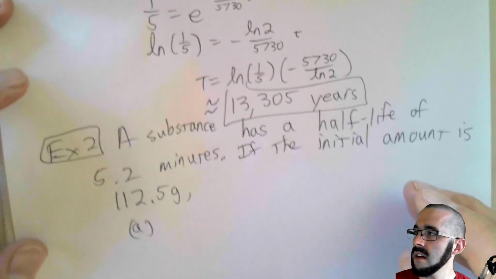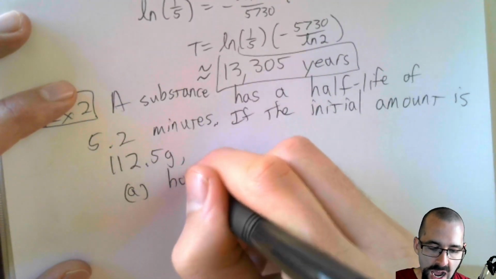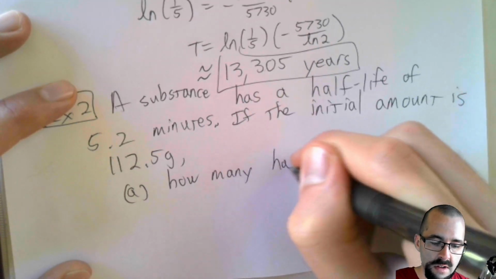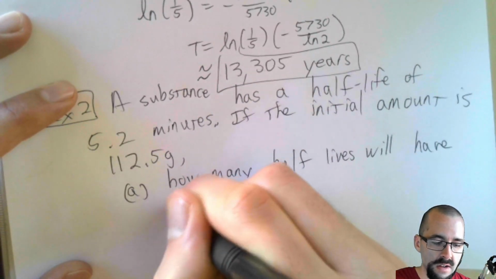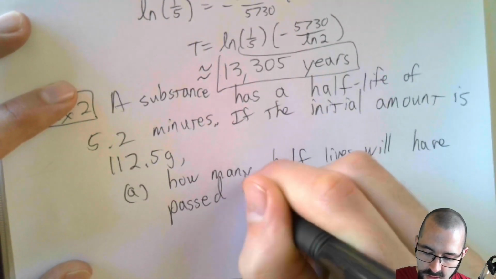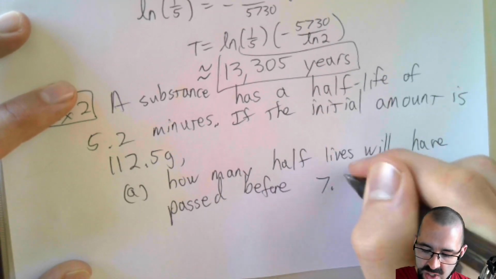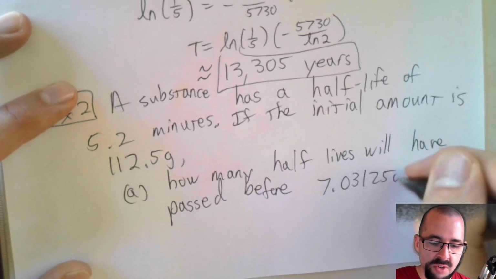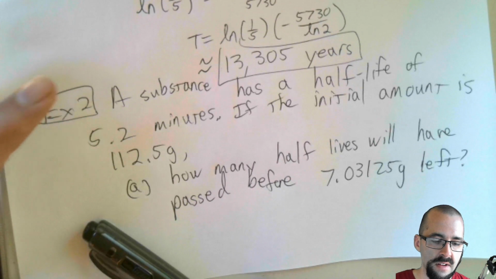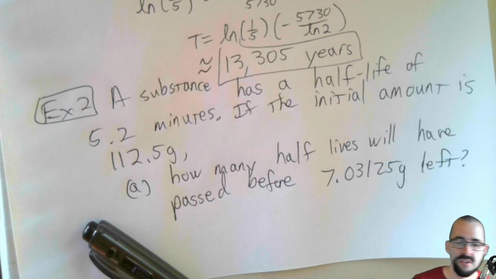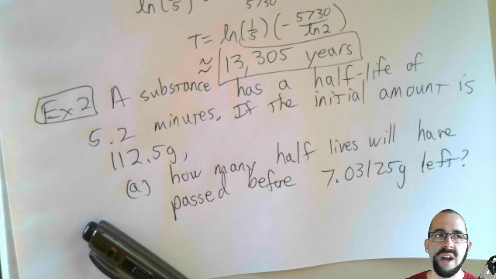part A, how many half-lives will have passed before we have 7.03125 grams left? So the whole idea of this is a conceptual understanding of what a half-life is. Half-life is the time it takes for half of this substance to decay.